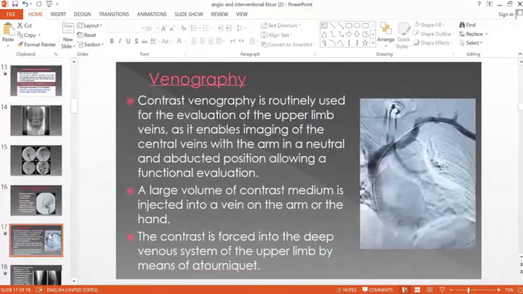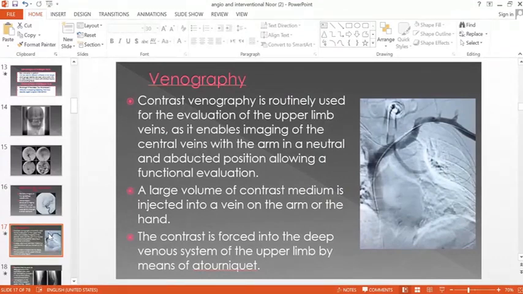What about venography? Contrast venography is routinely used for the evaluation of the upper limb veins, as it enables imaging of the central veins in the arm in neutral and abducted position, allowing for functional evaluation. However, its use is less in assessment of the lower limb veins because ultrasound is widely used for assessment of lower limb veins with good accuracy.